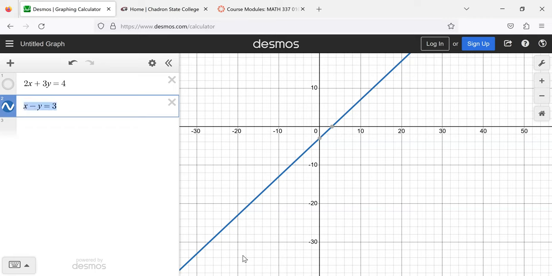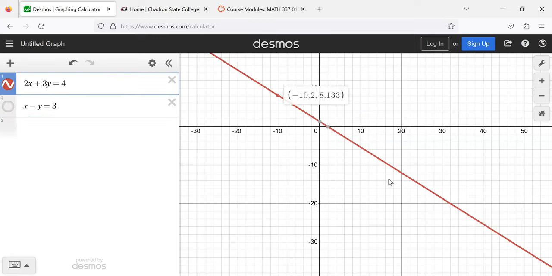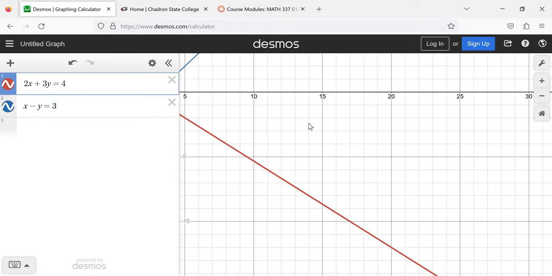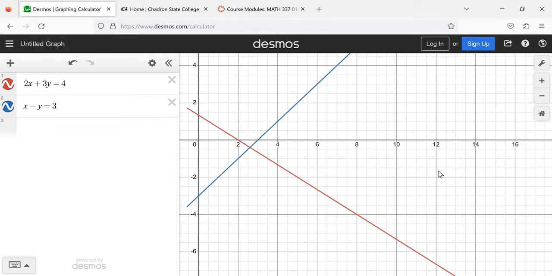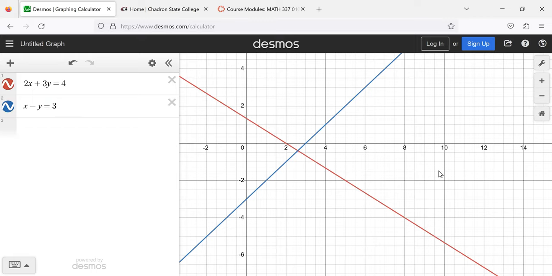So solutions to the second equation are points on this line. Solutions to this first equation are points on this line. Solutions to the system have to be solutions to both these equations, so they have to be on both lines. 2.6, negative 0.4.